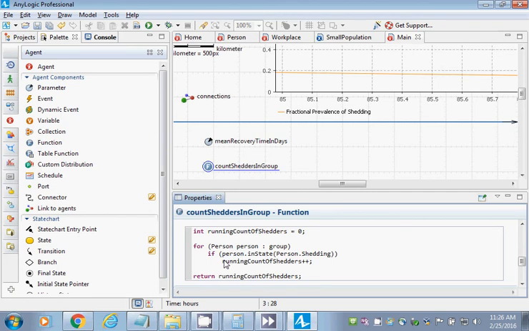Okay. If anyone wants further explanation on that, Kurt would also probably have his own way of explaining things and so on, and that's also good. Okay? Are we okay with that? Count shedders in group. Okay. Ladies and gentlemen, that was the key bit of logic.